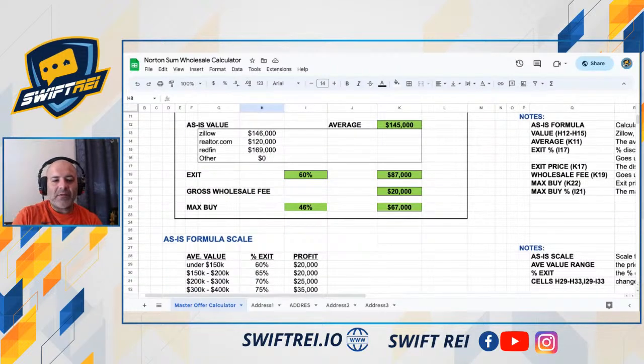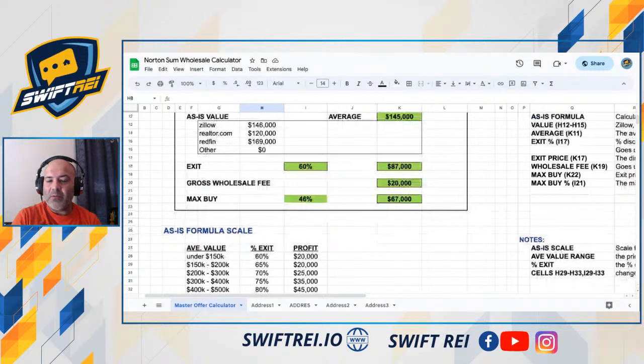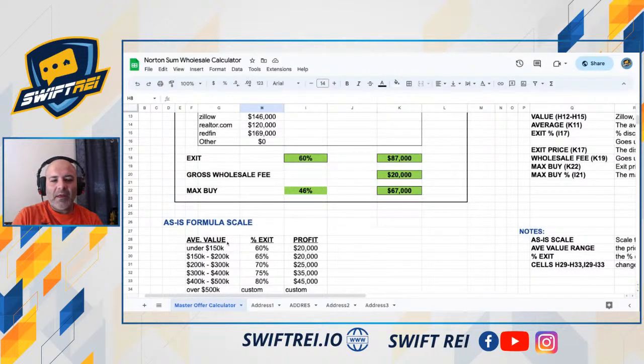Now, Jerry has this broken down where you plug in those numbers and everything's kind of done for you already, which is fantastic. If it's under $150,000, you have a 60% exit. So the exit 60%, now this is 87,000. That's what you would sell to a cash buyer. Your $20,000 assignment fee shows all your assignments built in based on the exit percentage. And here's where you're buying it at. Your max buy is 46%, and 67,000 is your max cash offer.